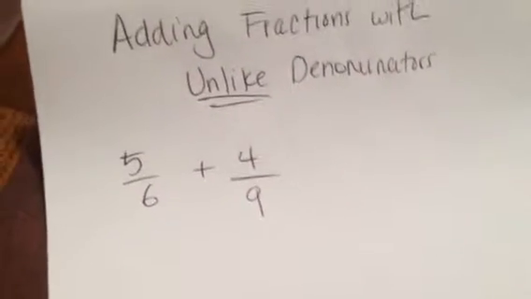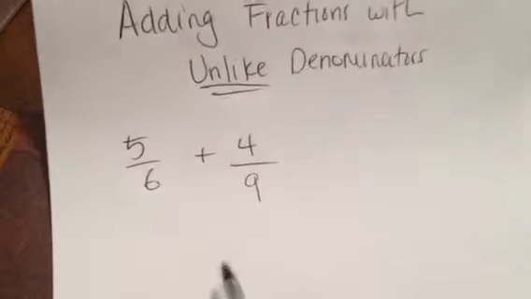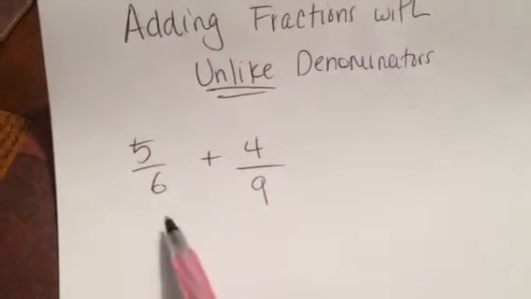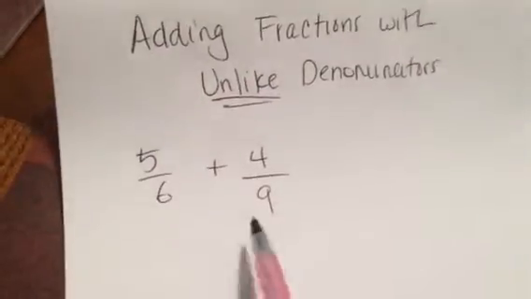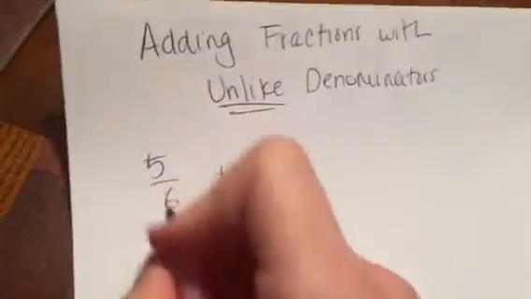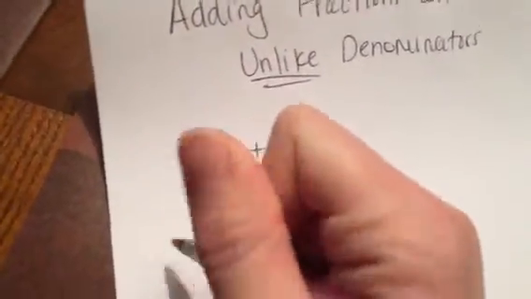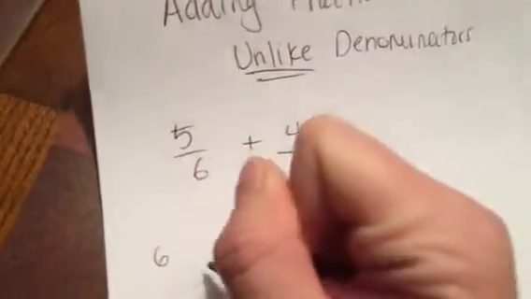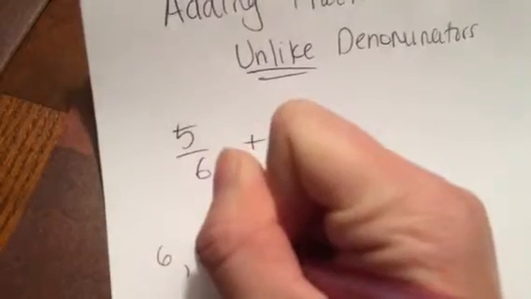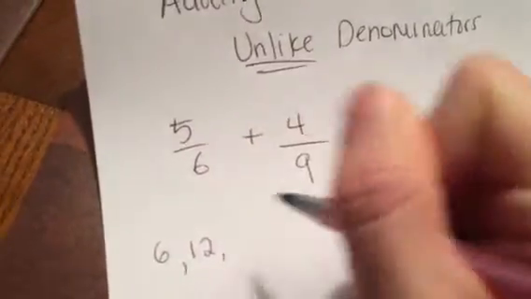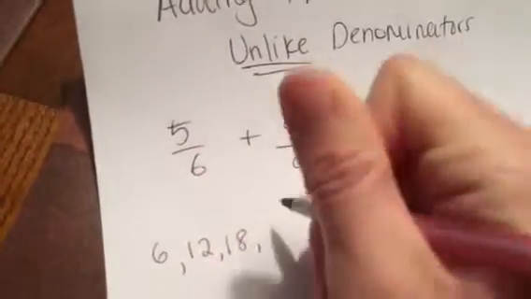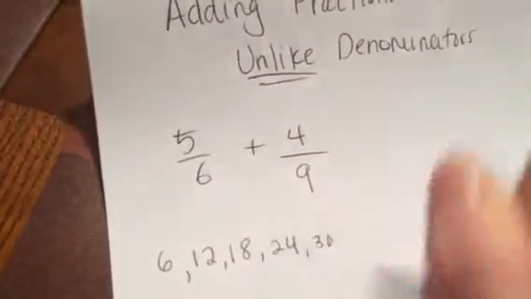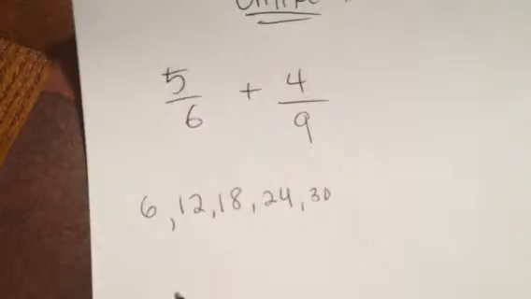So to figure out the least common denominator, you're going to think about the least common multiple that both of these numbers, 6 and 9, have in common. So let me list the first couple multiples for 6. So we have 6, 12, 18, 24, and 30. Those are some multiples of 6.